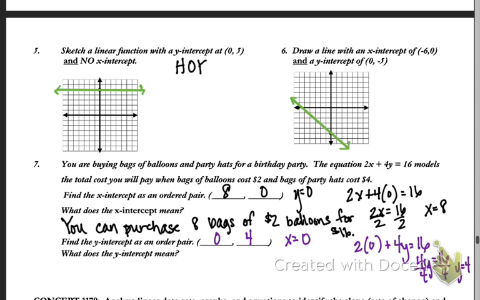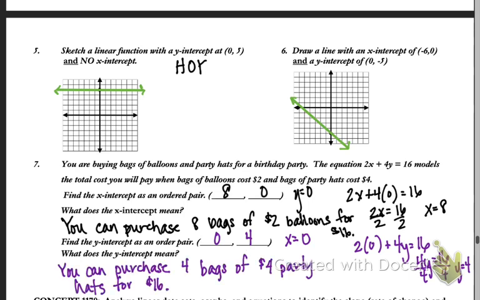So what does the y-intercept mean? Again, if I look back into my information in the question, it tells me that we're purchasing party hats for $4. And so that means that I can purchase 0 balloons, but 4 bags of party hats for $16.